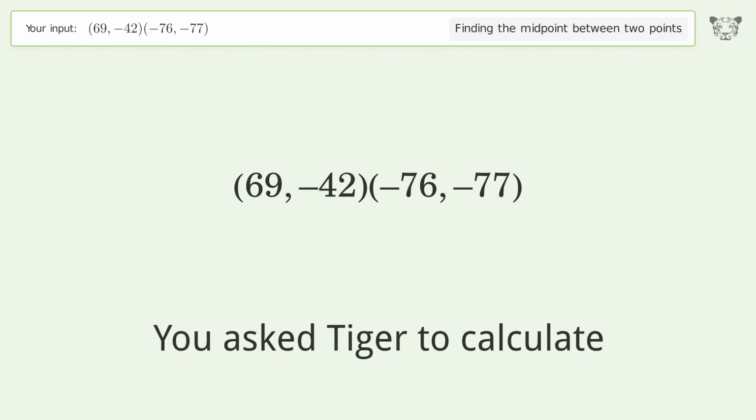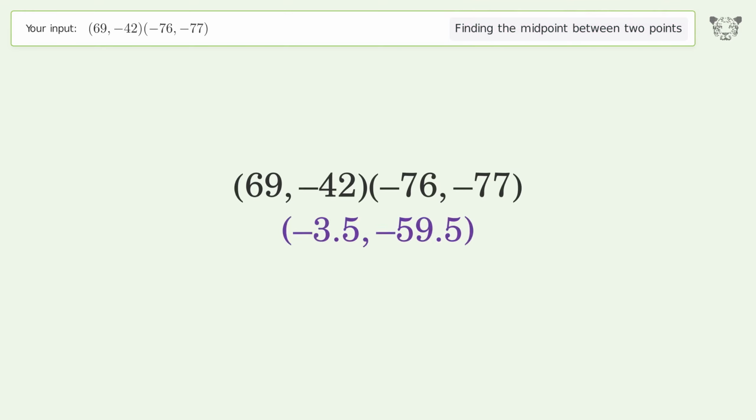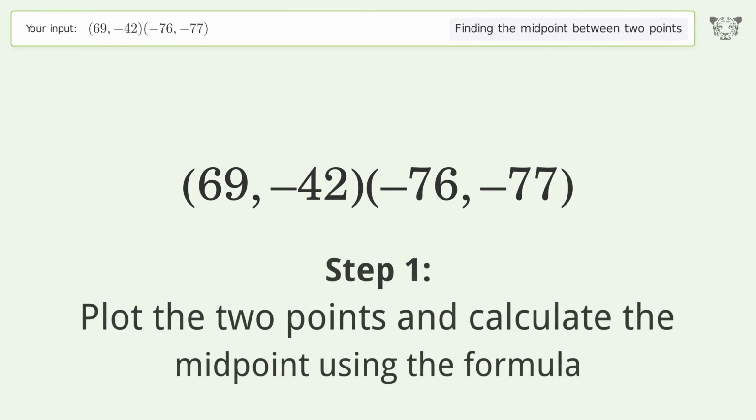You ask Tiger to calculate. This deals with finding the midpoint between 2 points. The midpoint between the 2 points is -3.5, -59.5. Let's solve it step by step. Plot the 2 points and calculate the midpoint using the formula.